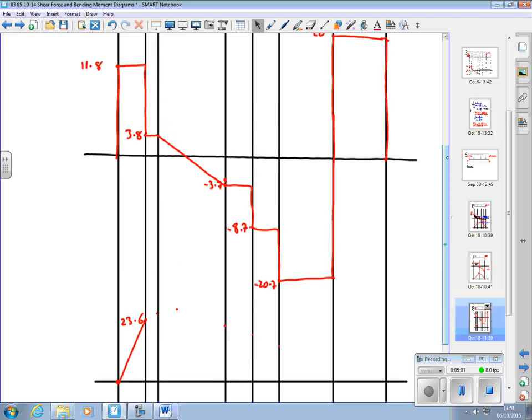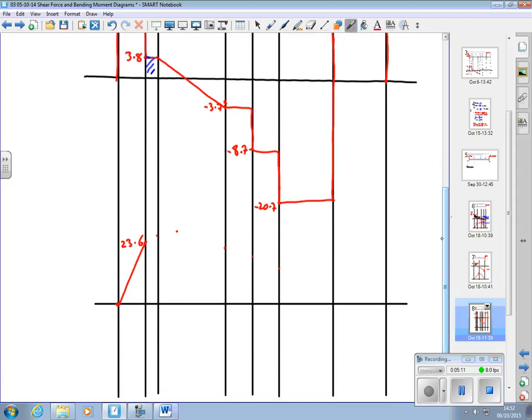Now, two things we've got. The moment is going to still be increasing because that's this area here, but now the gradient is only 3.8. So we work out the next area, and that comes to 27.4, and that's gone up not so steeply. So that point there is 27.4. It gets a bit tight to get it all on here.